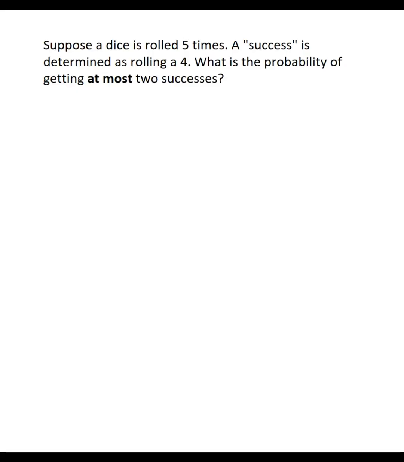Okay, so now that we have established that there are 2 outcomes, we now go back and see if there are a fixed number of trials. Yes, because we're rolling it 5 times, so fixed number of trials, n is 5.